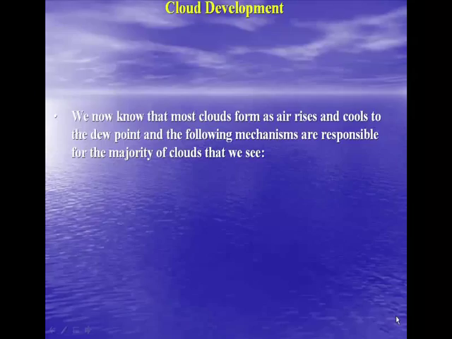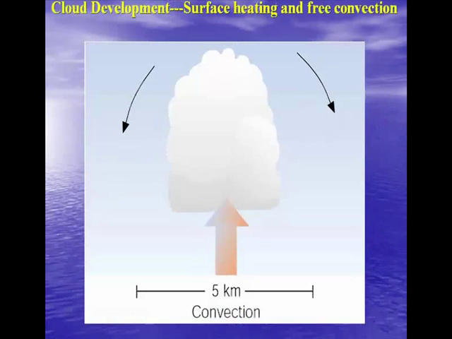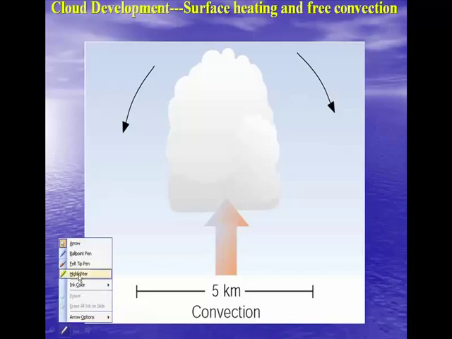Okay, we'll spend the last few minutes of this particular module looking at the development of clouds. We already know that most clouds form as air rises and cools to the dew point. We saw that in mountain sim. And some of the following mechanisms are responsible for the majority of clouds that we see. The first one, and we talked about this early on, I think this may have been even chapter 2, we started talking about convection, basically heating the air at the surface.